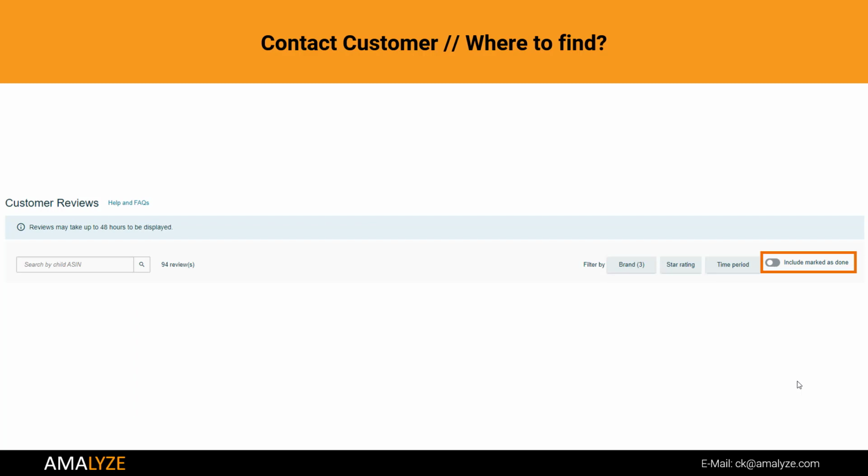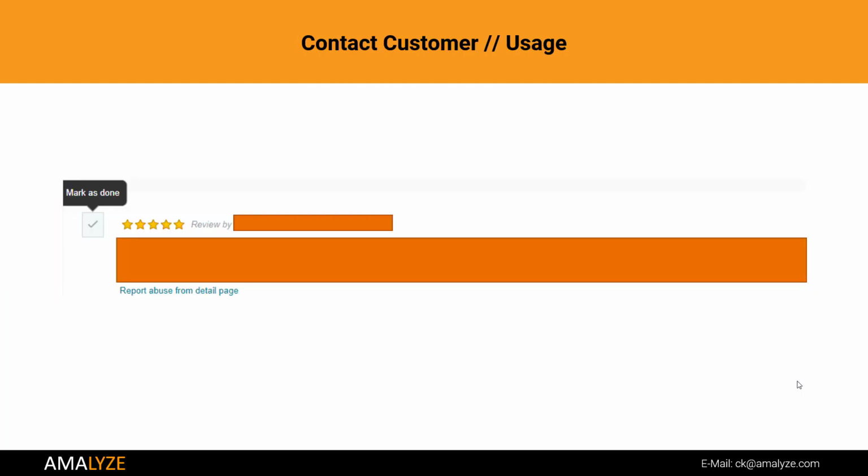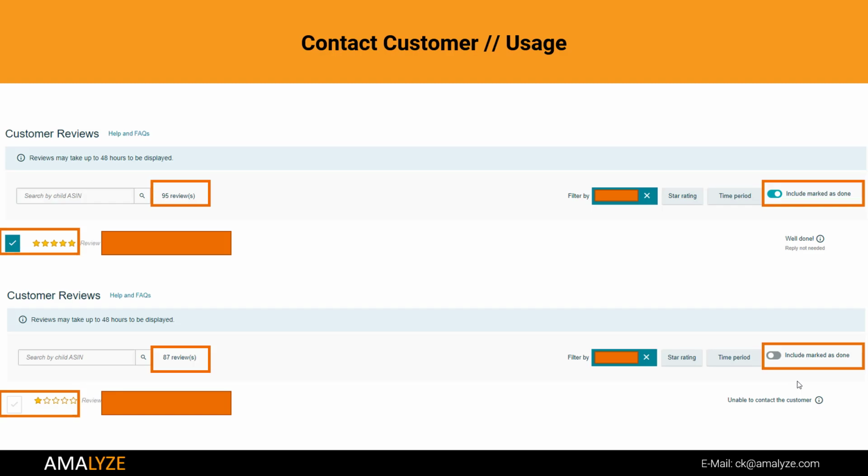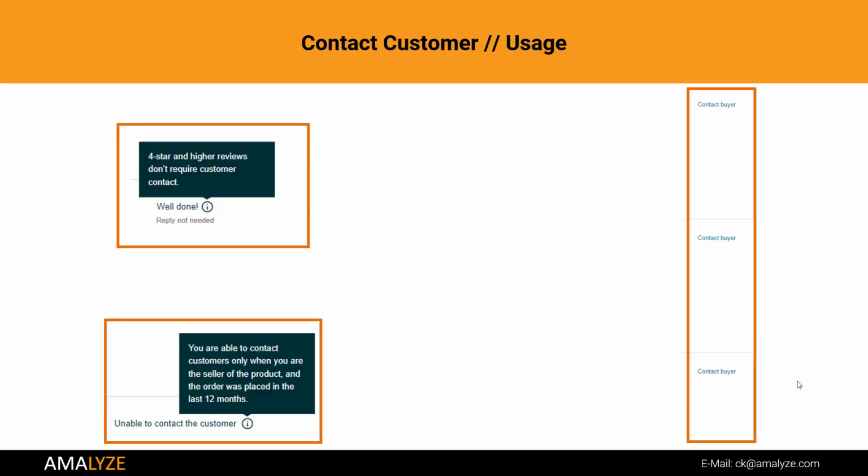Of course, there's also an additional filter, include marked as done. That is really cool. Of course, you can mark every review you have seen and understood, or you have worked with, or said, okay, I've noticed it. You can mark them as done. You see it here, 95 reviews, include marked as done. And then I'm changing include marked as done and switching it off, and you see only 87 reviews appear now. So you can get rid of all the 4 and 5 star reviews. Of course, you are not allowed to contact them.